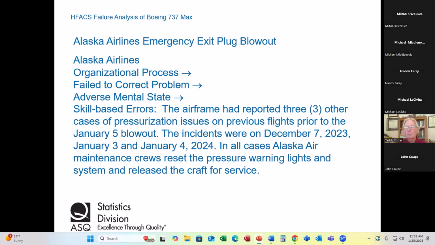The airframe had reported 3 other cases of pressurization issues on previous flights prior to the January 5th blowout. The incidents were on December 7th, 2023, January 3rd, and January 4th of 2024, immediately before the January 5th blowout. In all cases, Alaska Airlines maintenance crews simply reset the pressure warning lights and system and released the aircraft for service. Now, is this related to the door blowout?